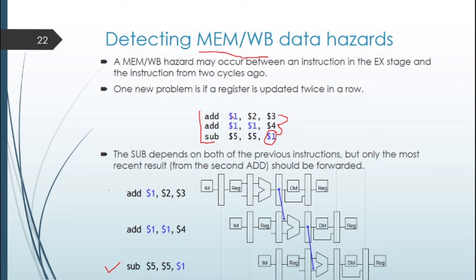So which hazard should we consider? We know that we should use only the latest, most recent data for the next instruction. So it means the last instruction, the EX/MEM, has the priority here. EX/MEM is actually the high priority hazard. If both the MEM/WB hazard and the EX/MEM hazard are there, we can always skip the MEM/WB and use the EX/MEM.